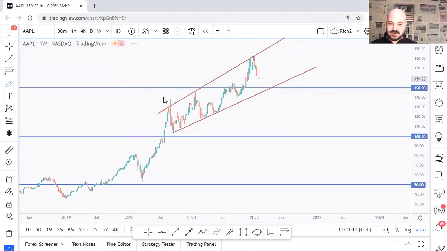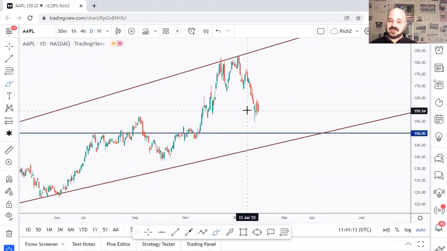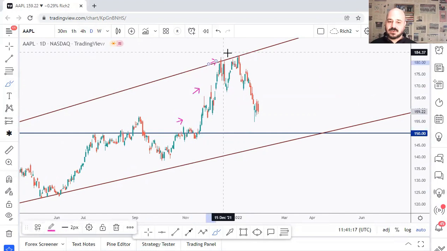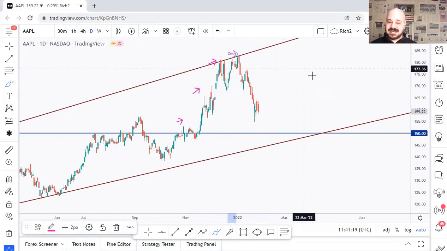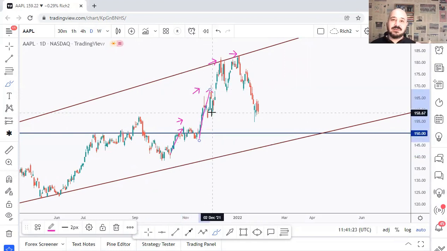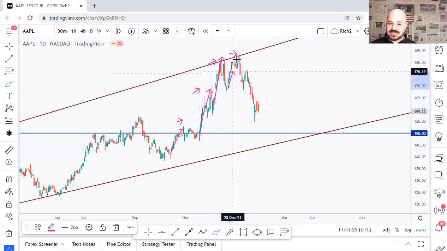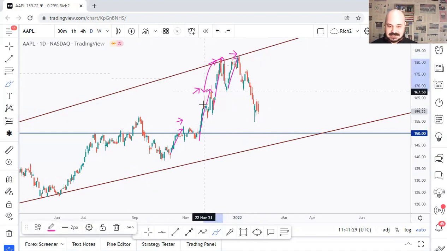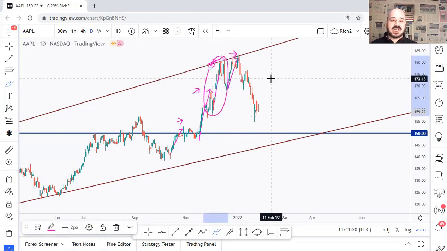If we zoom into daily time frame, we can see the picture even clearer. Price was overall bullish, making higher highs and higher lows, and we can see that the impulse movements are getting smaller in size, right? So this last impulse was smaller than this one, which gives us an early alert that a potential reversal might happen.